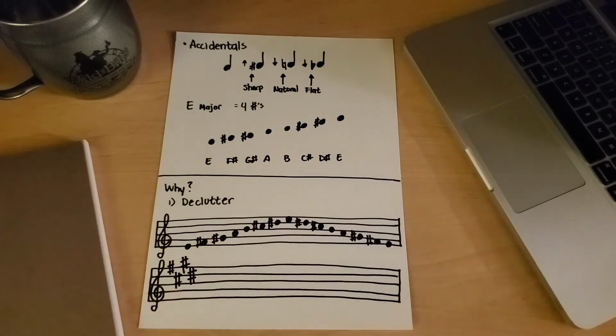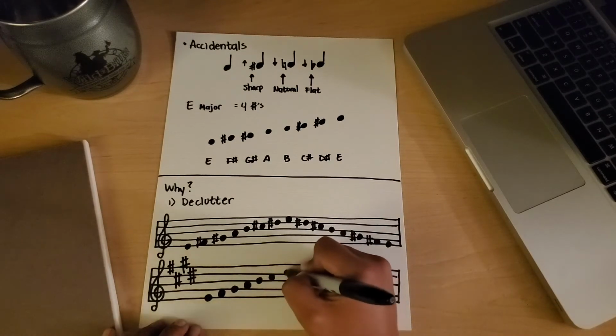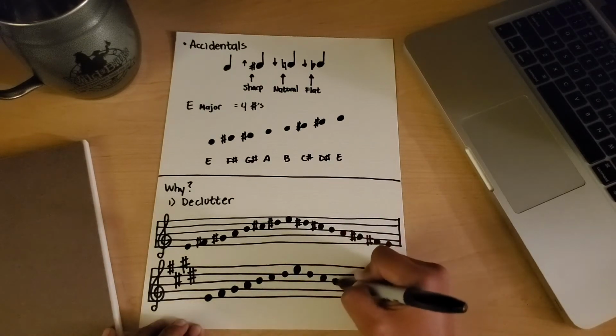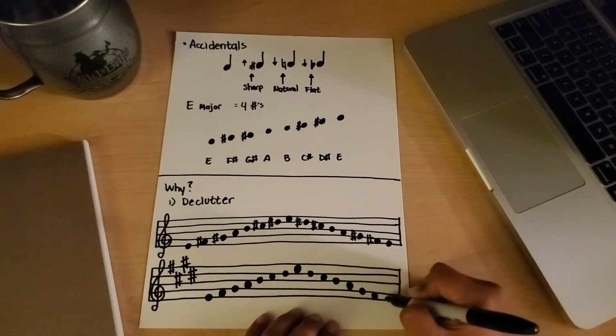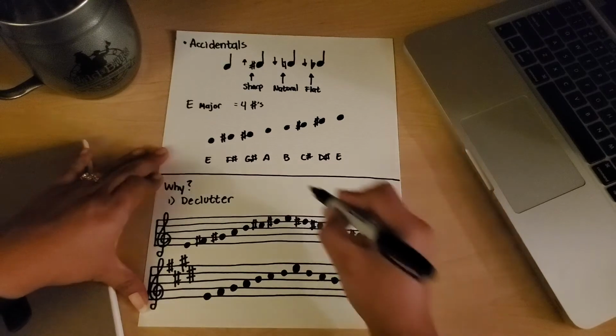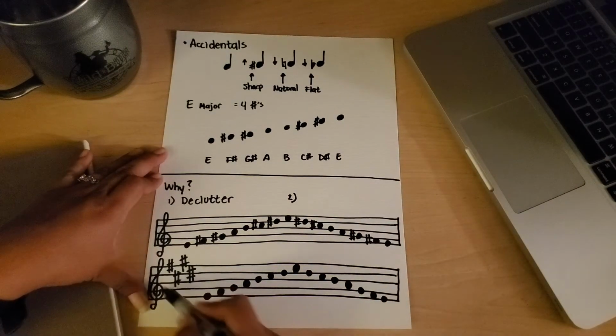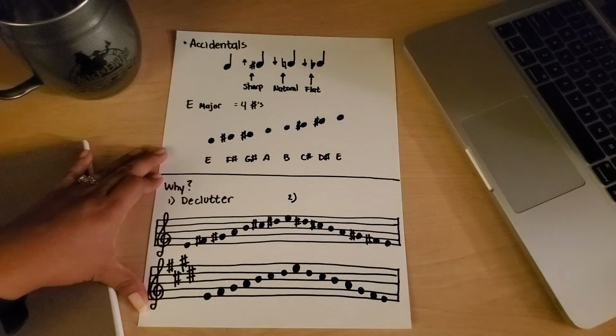So the way we solve it is, instead of putting them in front of every single F, G, C, and D, we put them in the beginning right after our clef, and then it becomes more visually appealing. And that's one of the reasons why we use key signatures. It just declutters our sheet music. It makes it easier to read. So right here, you can see we have our 4 sharps there.